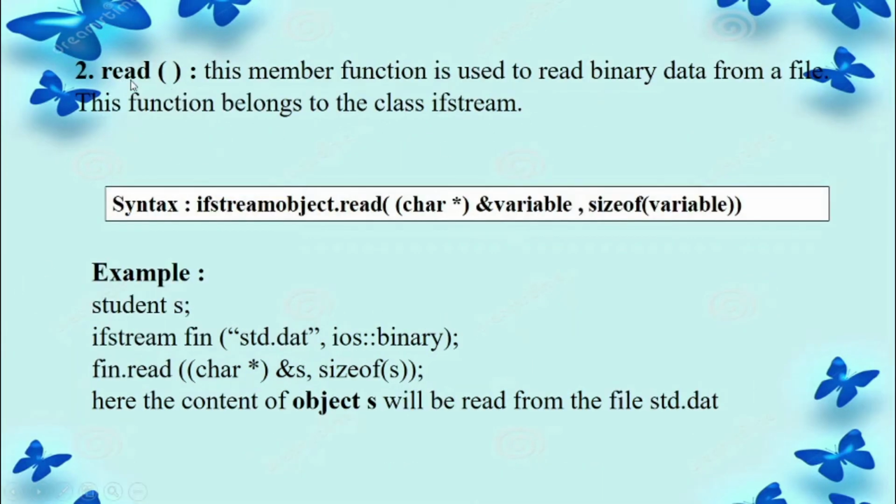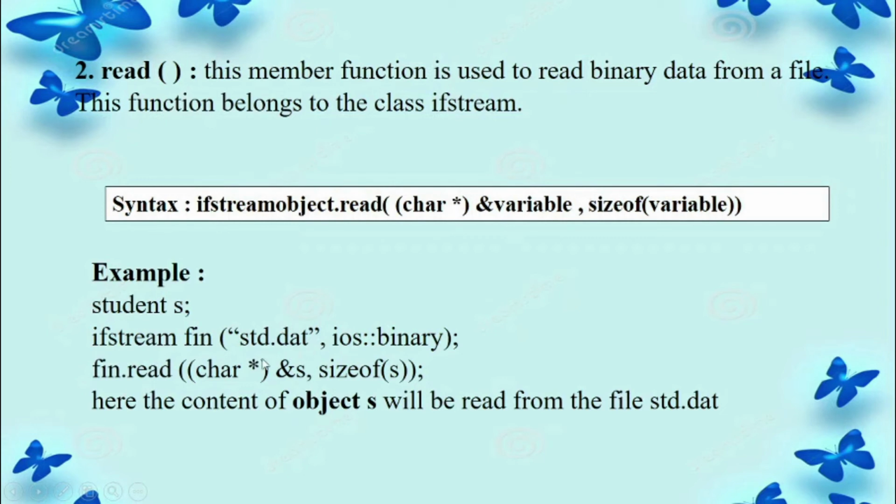The next member function is read. This member function is used to read binary data from a file. This function belongs to the class ifstream. So the syntax is ifstream object dot read and the same format, char asterisk ampersand variable comma sizeof variable. And the example: student s, class name and object name, and ifstream is the class, fin is the object for the ifstream class. Using that we are opening a binary file, that is std.dat, and the file opening mode is ios scope resolution binary. And fin.read, same format, char asterisk ampersand of s. This is the address of the object, and sizeof s is the size of the object.